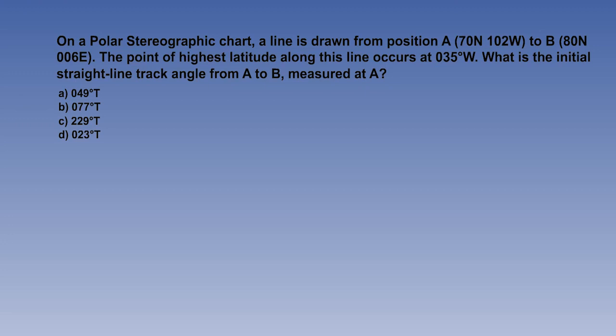Take this question. On a polar stereographic chart, a line is drawn from position A at 70 north, 102 west, to B at 80 north, 006 east. The point of highest latitude along this line occurs at longitude 35 west. What is the initial straight line track angle from A to B, measured at A? As usual, you are given 4 option answers, which are A, 049 degrees true, B, 077 degrees true, C, 229 degrees true, D, 023 degrees true.